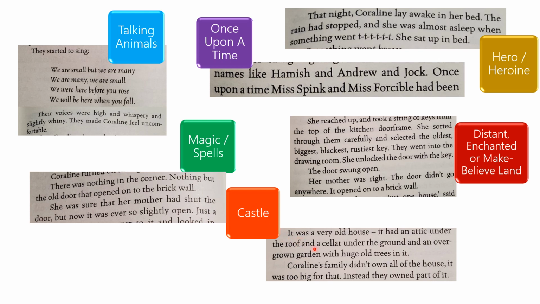We had the castle here. And then we have this enchanted or make-believe land. You may have got these ones mixed up the other way around. That's absolutely fine. So this land behind the door seems enchanted or distant because she can't get to it. Well done if you got any of those. Don't worry if you didn't get all of them.